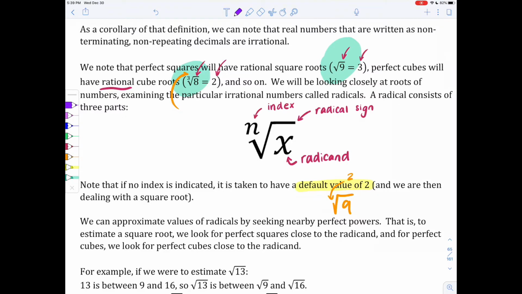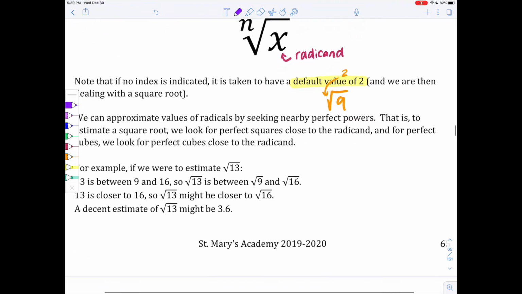Just for recollection purposes, you're going to want to know some of your perfect squares. For example, 1 squared is 1, 2 squared is 4, 3 squared is 9, 4 squared is 16. You can write down or have a reference somewhere for what your perfect squares are, as high as you need to go.